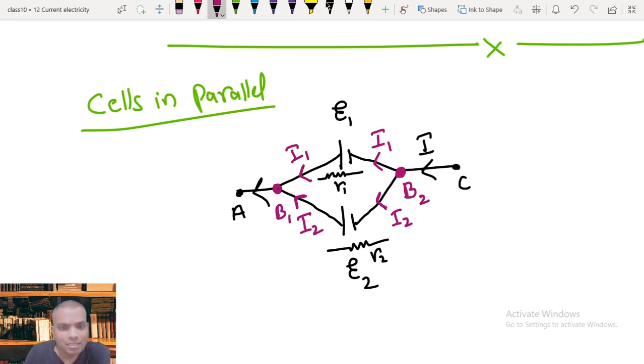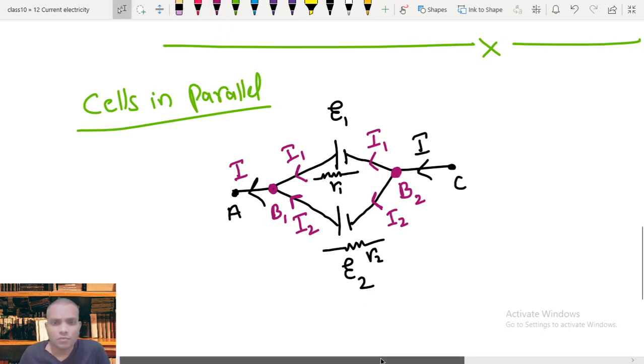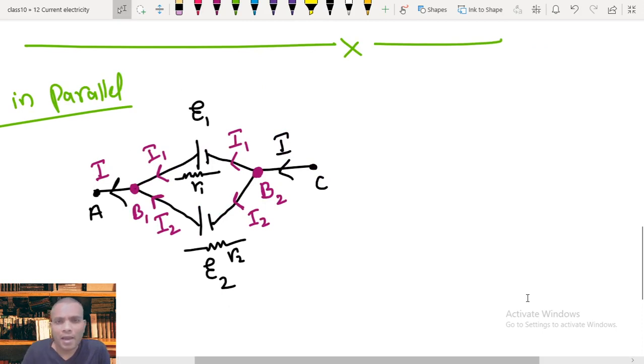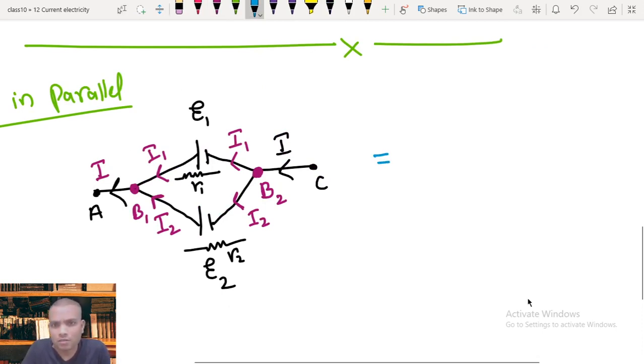Now at this junction again the total current combines. The same current I will flow from B1 to A. Because of the parallel combination, the current gets divided. If these two cells are connected in parallel, suppose I would like to draw the equivalent circuit, it means instead of the two cells we will represent everything in a single cell.